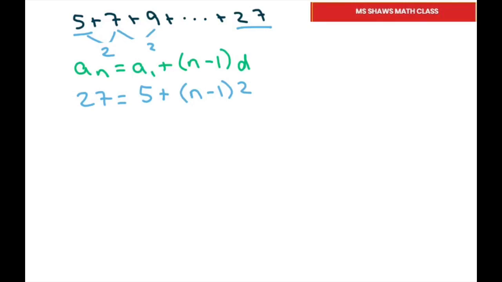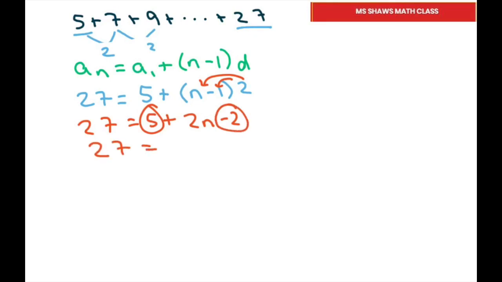So now we merely just solve for n. We have 27 equals 5 plus 2 times n minus 1, so distribute: 27 equals 5 plus 2n minus 2. The 5 minus 2 gives you 27 equals 3 plus 2n. Subtract the 3 from both sides, you get 24 equals 2n. So n, therefore, equals 12.